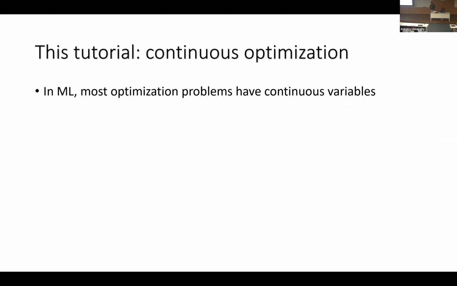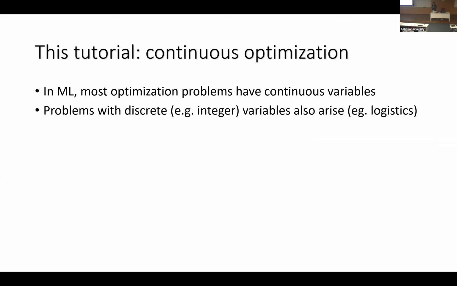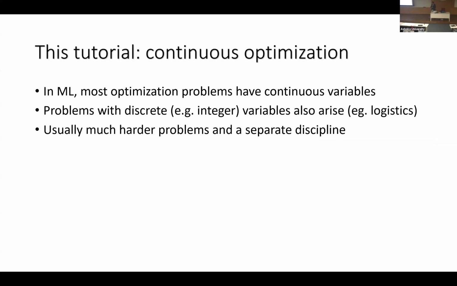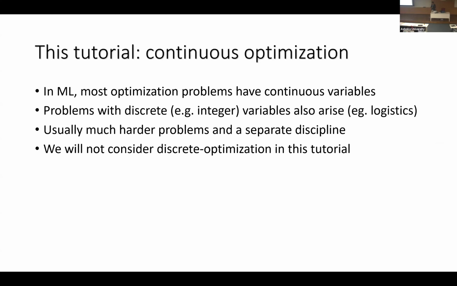And in this tutorial, we'll only look at continuous variables. At least in machine learning, everything is continuous. Most variables, the way they are posed, are continuous. Problems are there with discrete or integer variables, especially in logistics, so that we are not covering here. It's not that it is not important, it is very important, just not covered in this tutorial. Usually they are much harder also. Integer programming problems are much harder. So we'll not consider that in this tutorial.